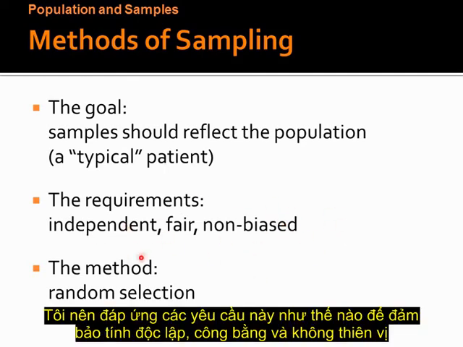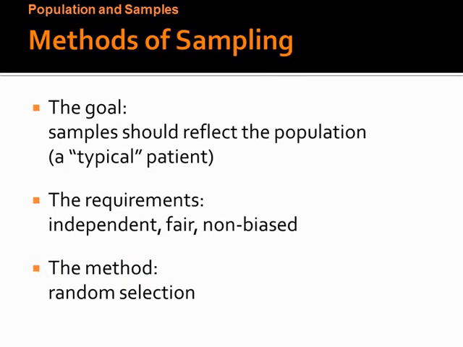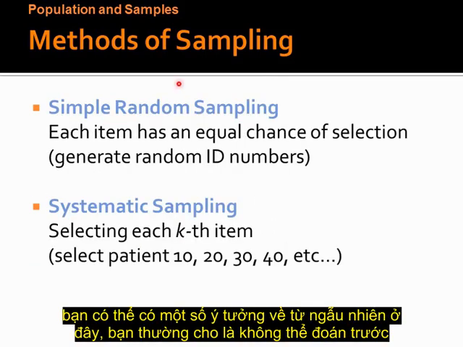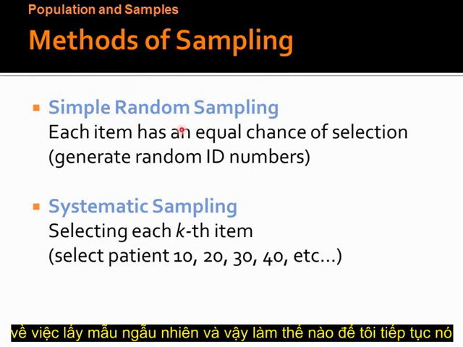And how should I fulfill these requirements for independence, fairness and non-biasedness? I should use random selection. You probably have some idea about the word random here, usually taken to mean unpredictable or without pattern, without discernible pattern. In this case, we just say there is no bias inside here for what random sampling is.